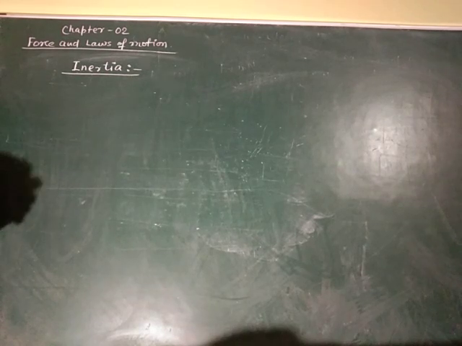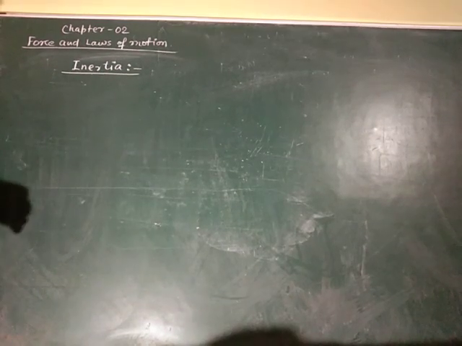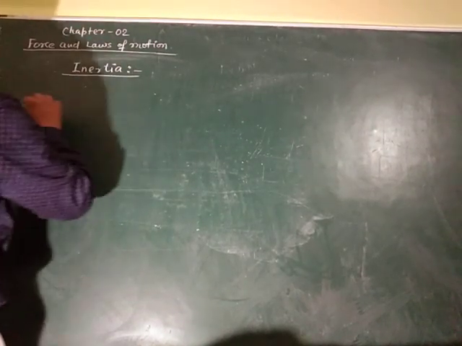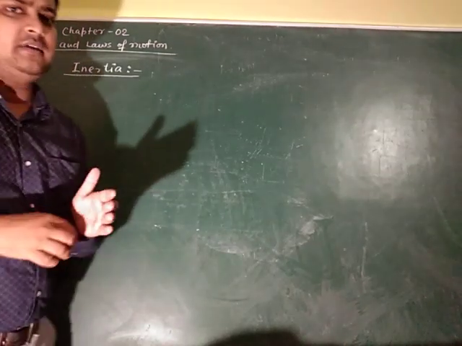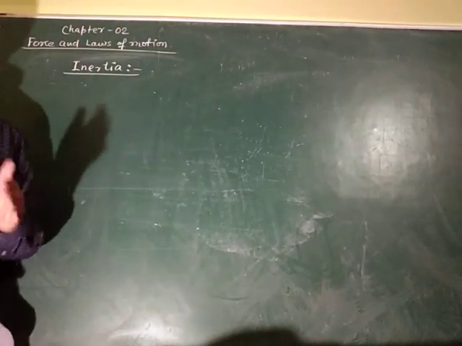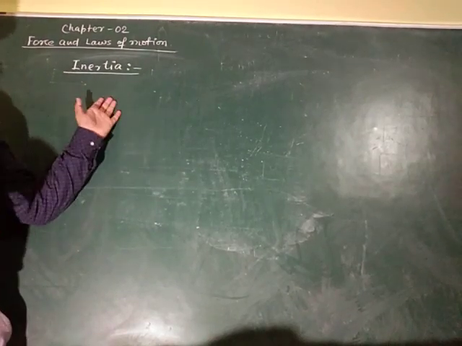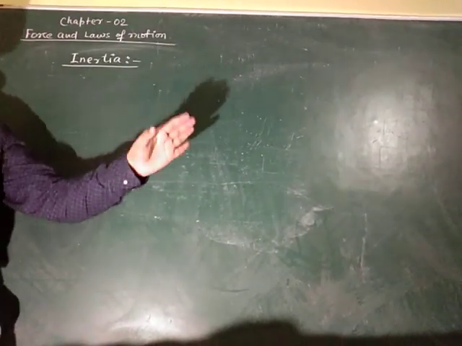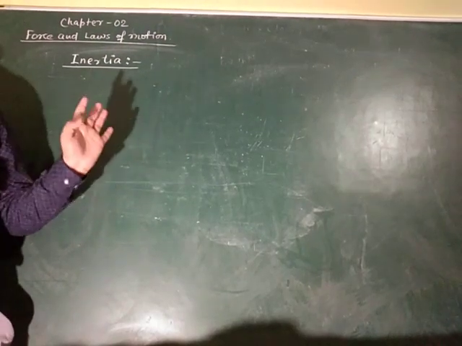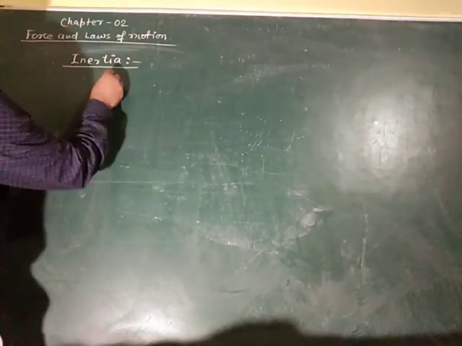Now we will discuss inertia. What is inertia? It is generally defined as the inherent property of every body. Every body has inertia. If a body has mass, it must have inertia. What is inertia then?